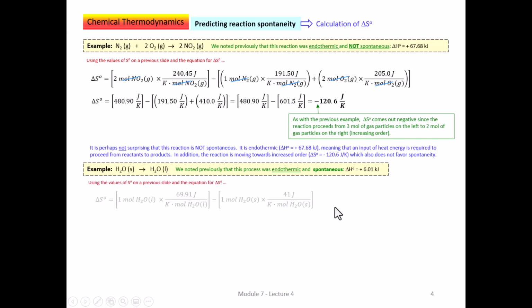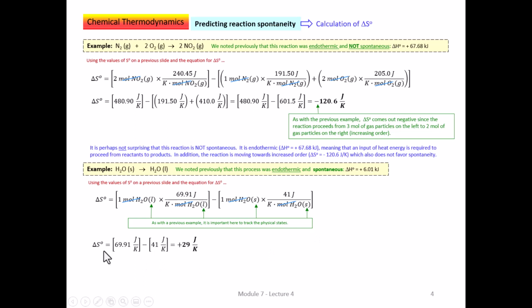Well, why? Well, you can see going from solid to liquid, we should be creating some disorder. So you'd assume that the entropy change is favorable. If we actually calculate the number, being careful to use liquid water where we're supposed to use liquid water and solid water where we're supposed to use solid water, we get an entropy change of plus 29 joules per K. So the entropy change is favorable going from the ice to the liquid.